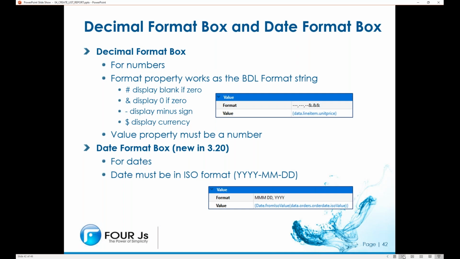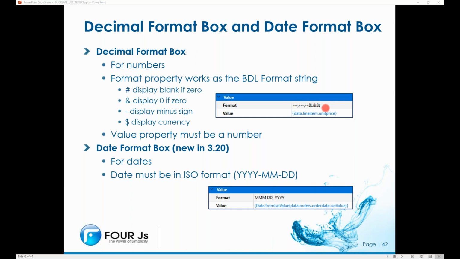Decimal format box is for formatting numbers. So if the value coming over is a number, in our example here on the slide, we have this concept of the unit price. If the object coming over is a number, then you'll get to format it. And you're formatting it using the BDL format string. So hashtags will do blank if it's 0, the ampersand displays 0, negative sign will do the positive or minus, and you can use the $ to display currency.